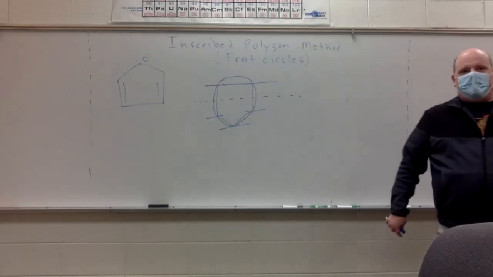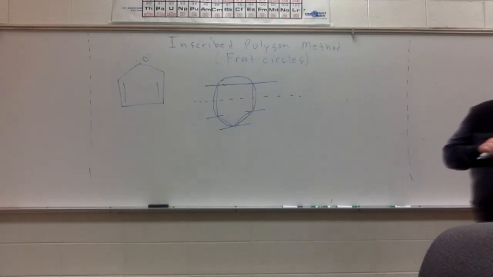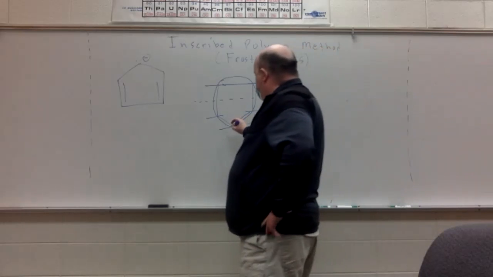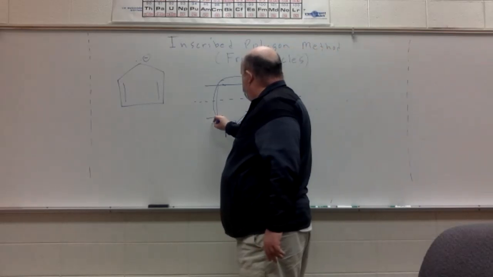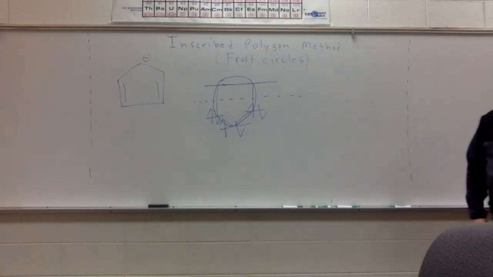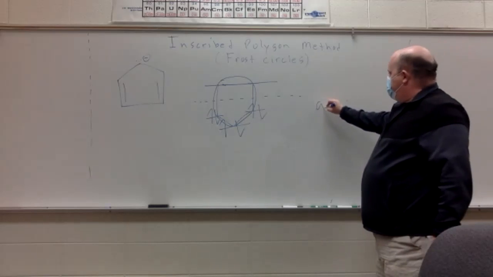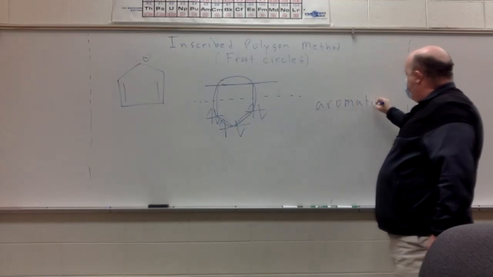Okay? And then what you do is you take your pi electrons and you fill the orbitals. How many pi electrons do we have in this one? We got 6, yeah, very good. So you take your 6, 1, 2, 3, 4, 5, 6. Your HOMOs are completely filled. Your LUMOs are completely empty. So we would classify this one as aromatic.